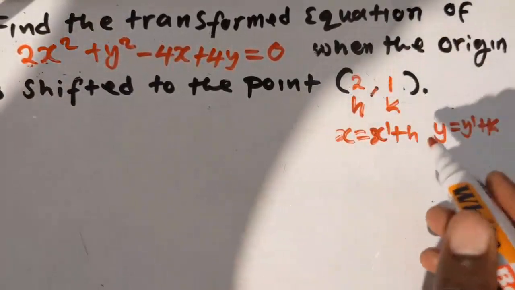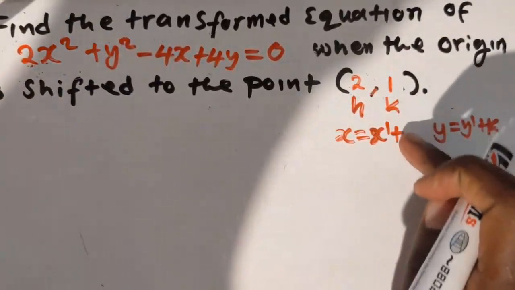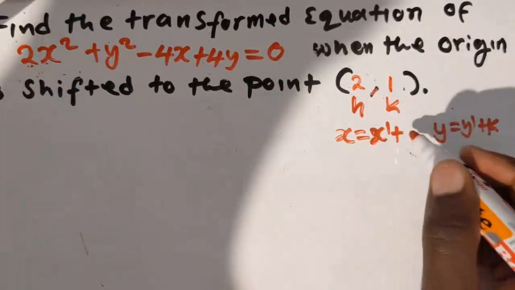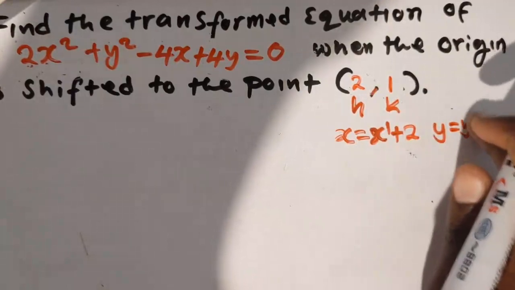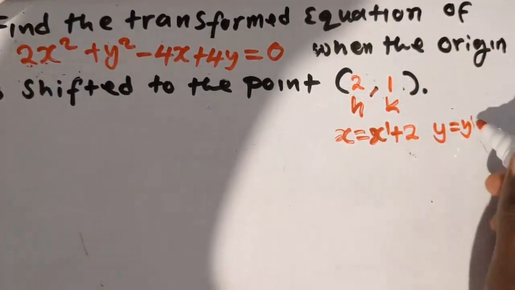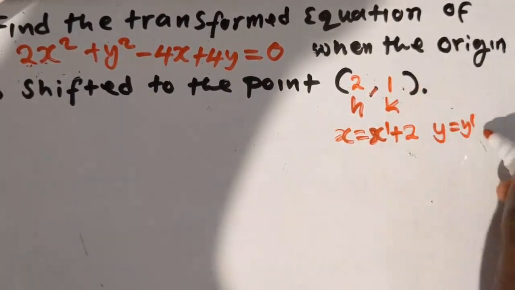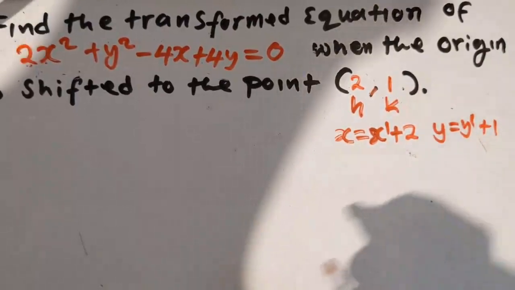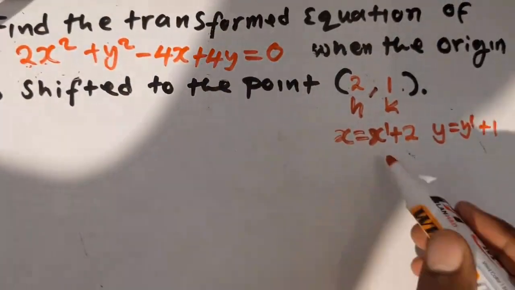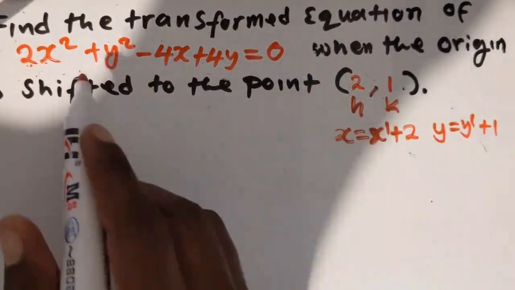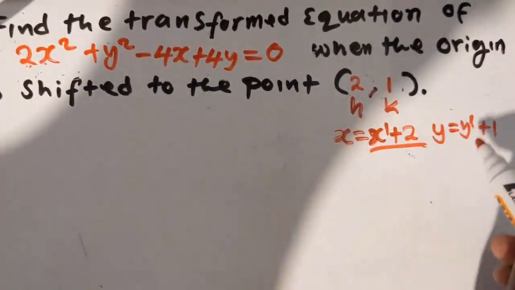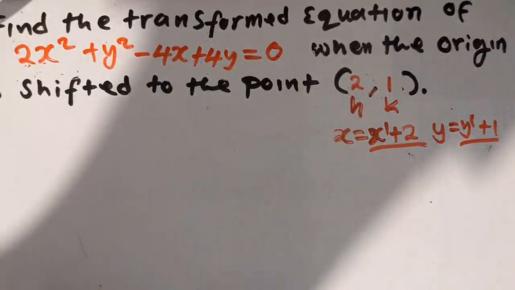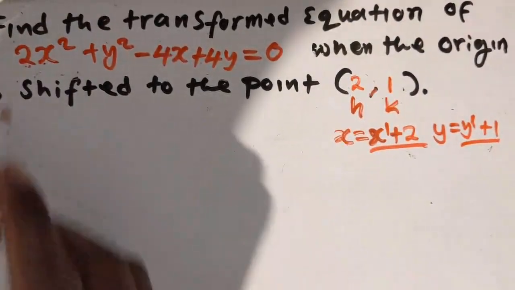Okay, so where there is h, the value of h is what? Is 2. So the value of h here is 2, and the value of k is 1. Okay, so the value of k is 1, like that. So meaning that where there is x in the equation, we'll put that. Where there is y, we'll put that. So that is what you're supposed to do.